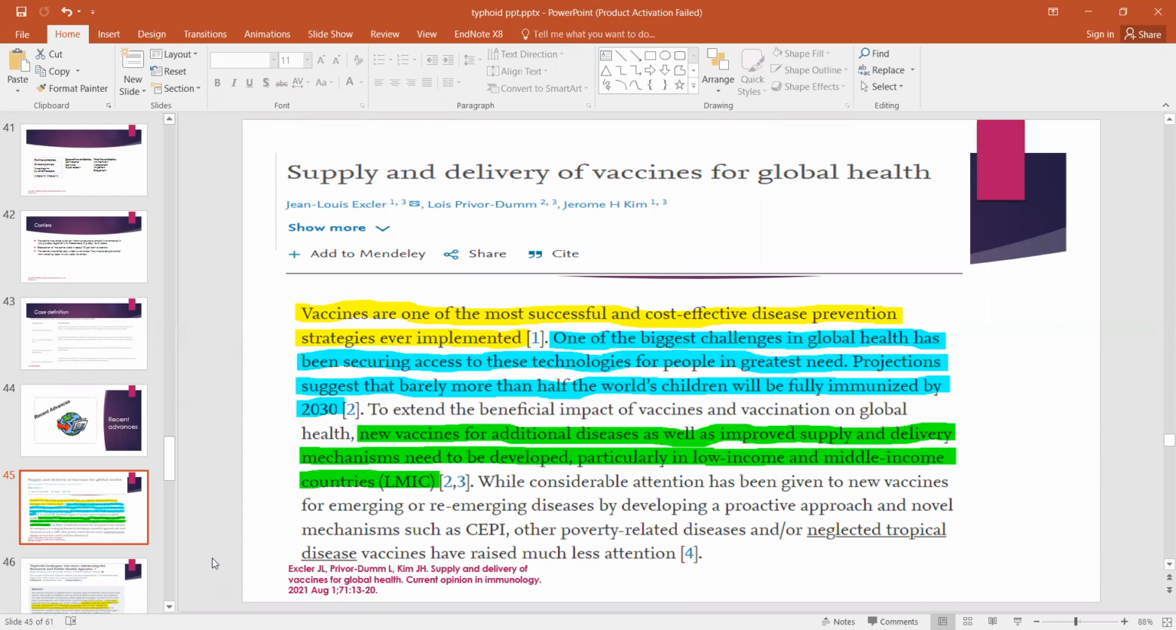To extend the beneficial impact of vaccine and vaccination on global health, new vaccines for additional diseases as well as improved supply and delivery mechanisms need to be developed, particularly in low income and middle income countries. While considerable attention has been given to new vaccines for emerging or re-emerging diseases by developing a proactive approach and novel mechanisms such as the Coalition for Epidemic Preparedness Innovations, other poverty-related diseases or neglected tropical diseases vaccines have received much less attention.